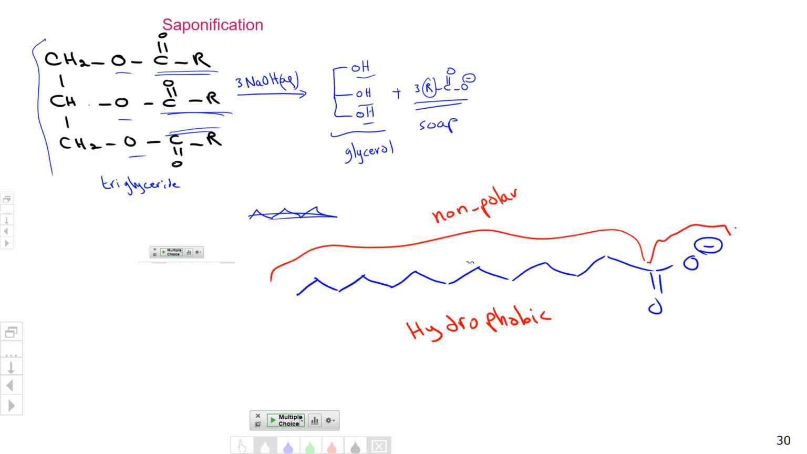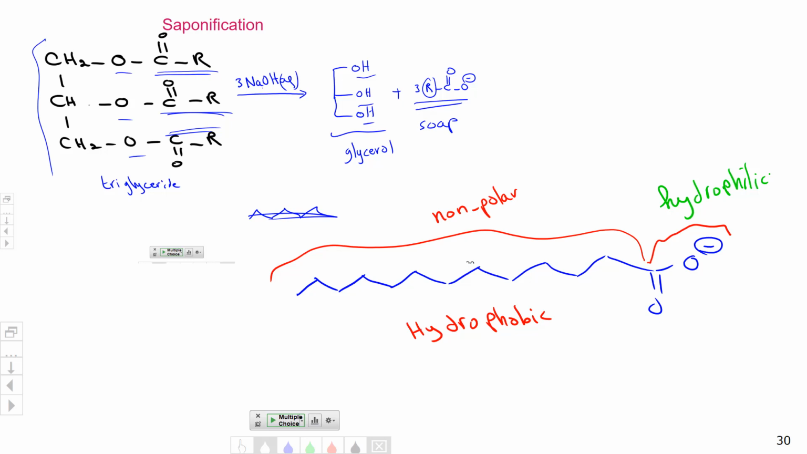This in here, on the other hand, is COO minus. It's ionic. It dissolves in water. It will associate with water. So we have this part being hydrophilic. Hydro means water. Philic likes, phobic hates. Hate is a strong word, don't like. Hydrophilic. So we have this molecule in here, which is the conjugate base of a fatty acid. It's kind of bipolar. It has part of it that loves the water, the other part hates the water or doesn't like the water. So this is the key for a soap.